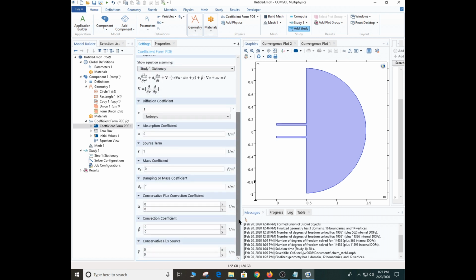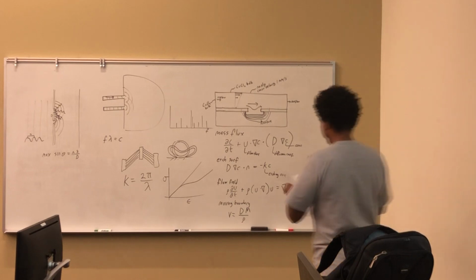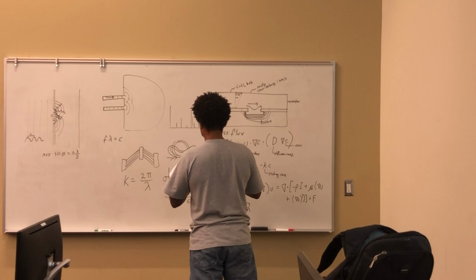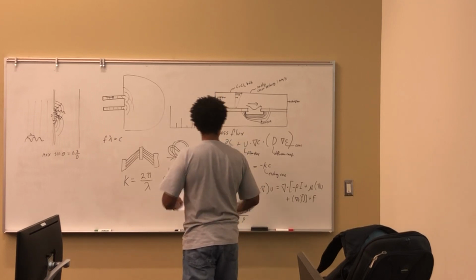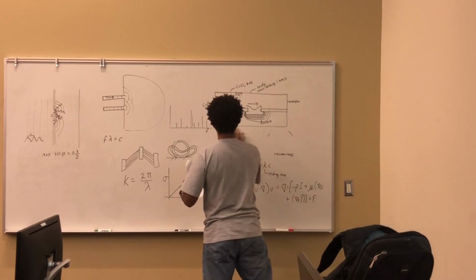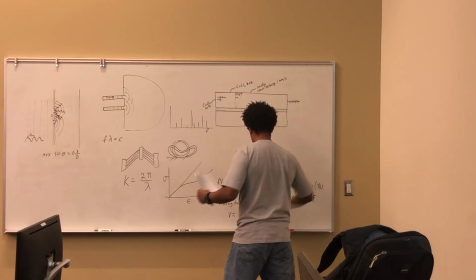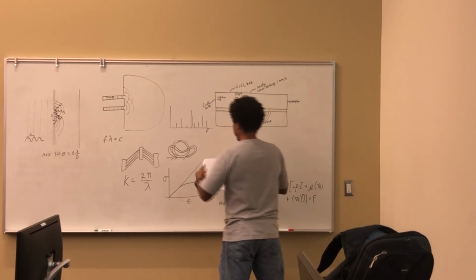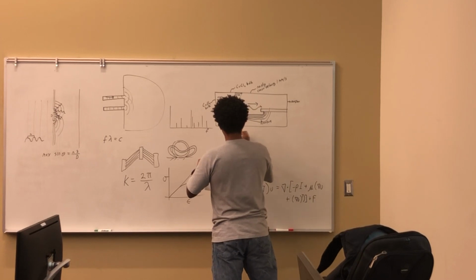And you can pick and choose which ones are 0. And the ones that are not 0, you can tell it what to put there. And so the equation that we want is the Helmholtz equation. And I'll write that down for you over here. So this Helmholtz equation looks like this.